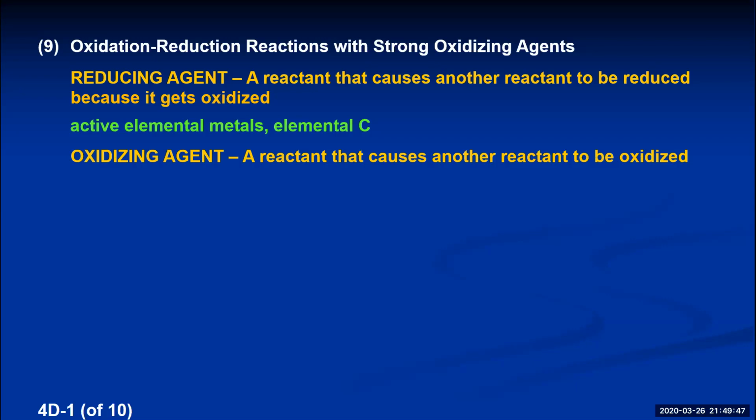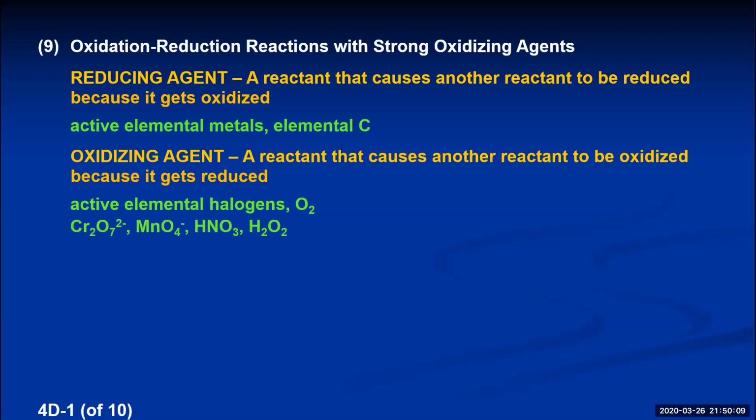An oxidizing agent is the opposite. It's a reactant that causes another reactant to be oxidized, and it does that because it is the reactant that gets reduced. So if you can imagine what types of things have a strong tendency to gain electrons, those would be very active non-metals like halogens or oxygen. Those would be considered good oxidizing agents.